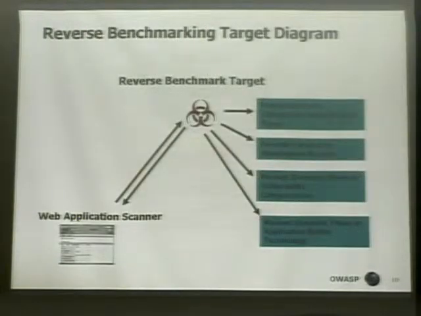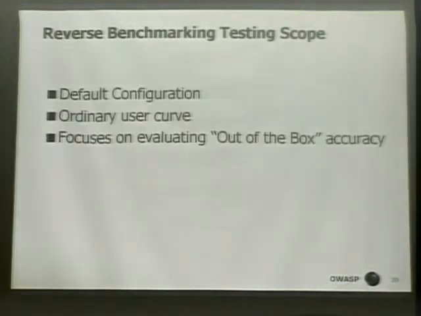Here's a high-level diagram of how the target works. You have a web application scanner, which is pointed at this reverse benchmarking target, and it scans it like it would any other web app. It crawls it, it has the pages, it goes through the various login functionality, and then we get results and we analyze the results.